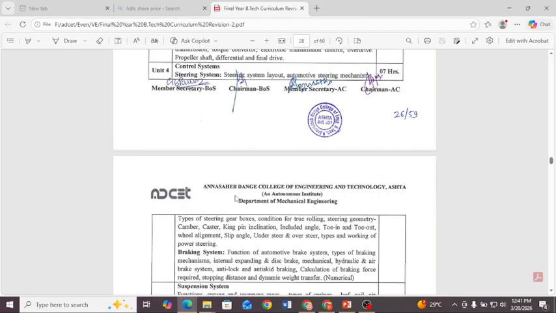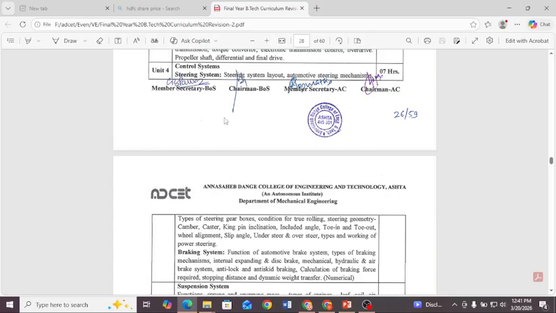Part 2 is the braking system. We discuss how to control any kind of vehicle with the help of different principles and mechanisms, one by one. Basically, chapter number 4 is the control system, which is nothing but how to control the vehicle with the help of different parts.